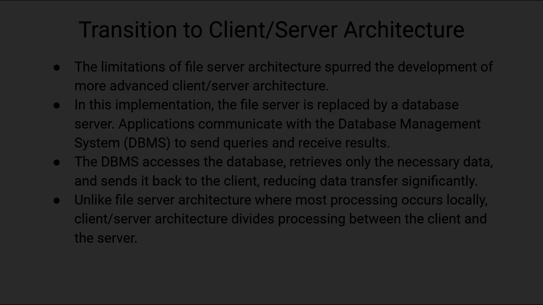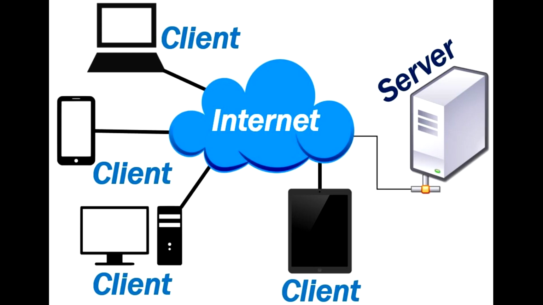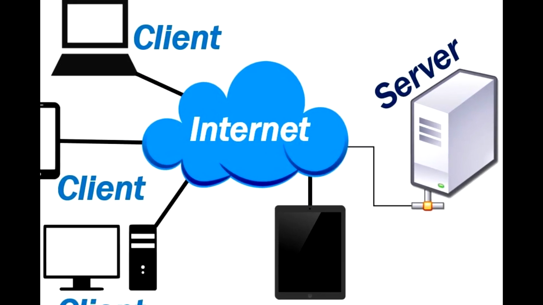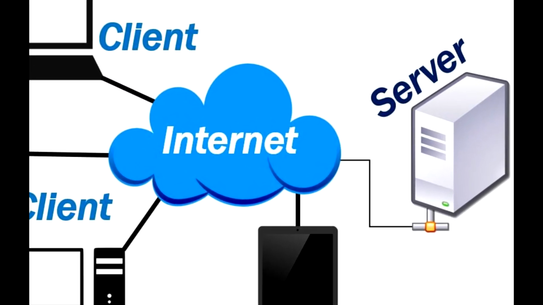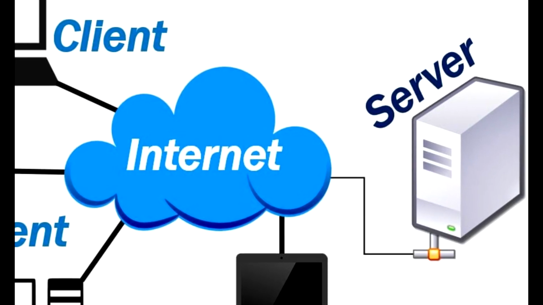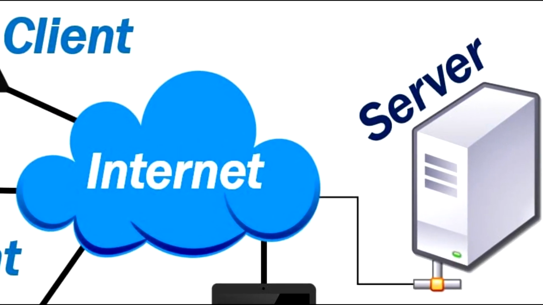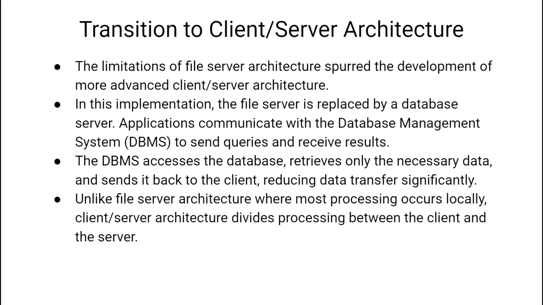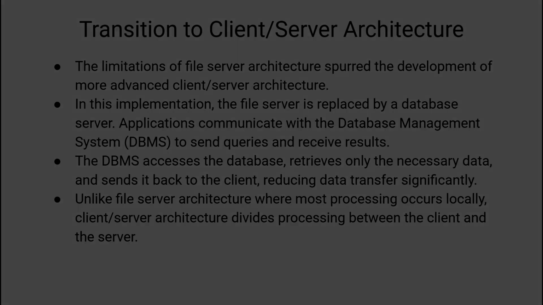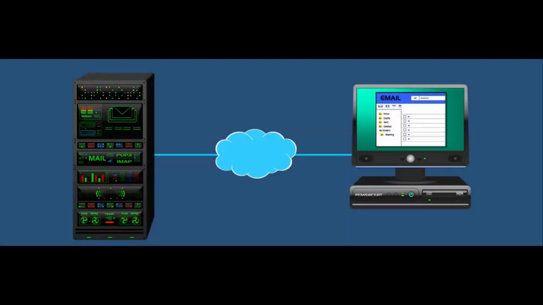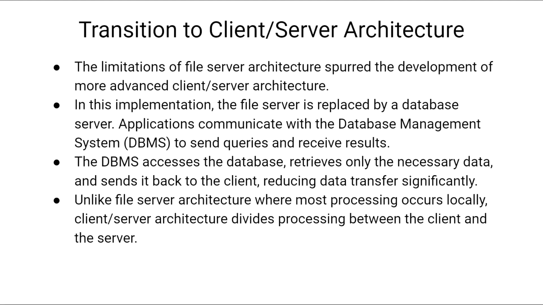In this implementation, the file server is replaced by a database server. Applications communicate with the database management system to send queries and receive results. The database management system accesses the database, retrieves only the necessary data and sends it back to the client, reducing data transfer significantly. Unlike file server architecture, where most processing occurs locally, client server architecture divides processing between the client and the server.